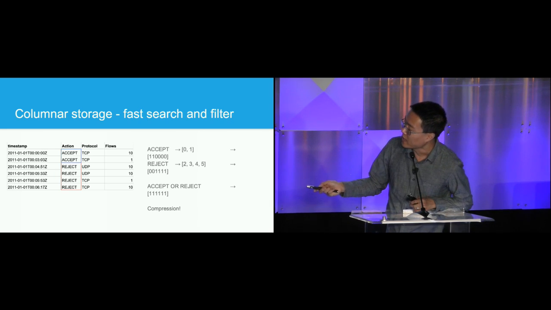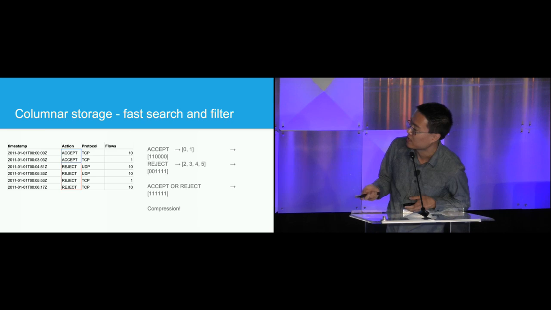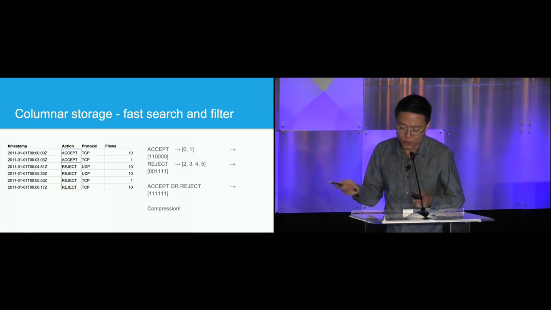And the idea is when we issue a query just on all of our rejected traffic, we don't have to scan through all of our data. We can actually just look at rows 2, 3, and 4 and add up the number of flows in those rows. And this is something that all search systems do for very fast search and filter, for very fast investigative analysis. And similarly, because with these binary arrays indicating where values exist or don't exist, we can do Boolean operations over them to basically indicate which rows contain either the accept value or the reject value. So in this case, it's actually every row. And of course, a lot of these indexes can be compressed as well.